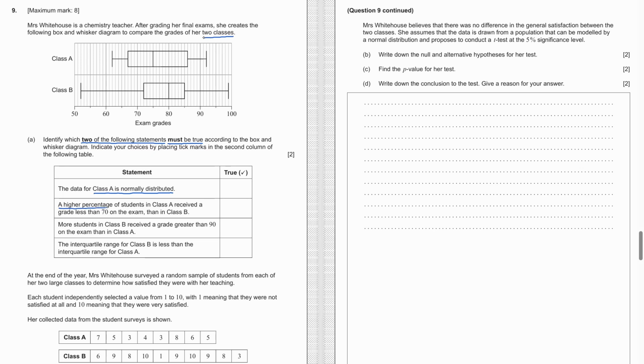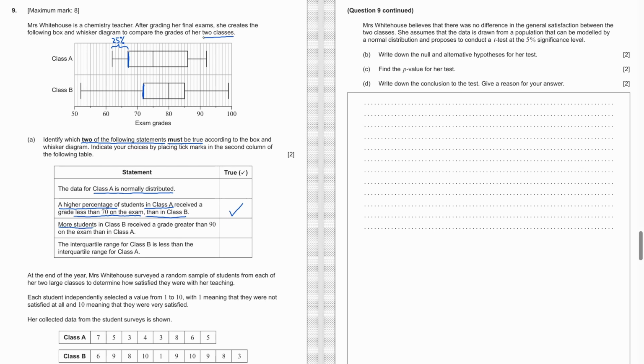The second statement says there is a higher percentage of students in Class A who received a grade less than 70 on the exam compared to Class B. Looking at the box and whisker diagram, the lower quartile of Class A is below 70, but the lower quartile of Class B is above 70. Therefore, more than 25% of students in Class A receive grades less than 70, while that is not true for Class B. So, this statement is true.